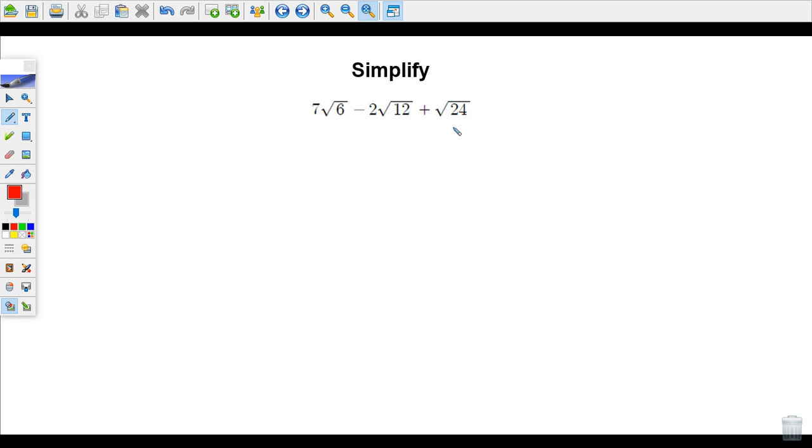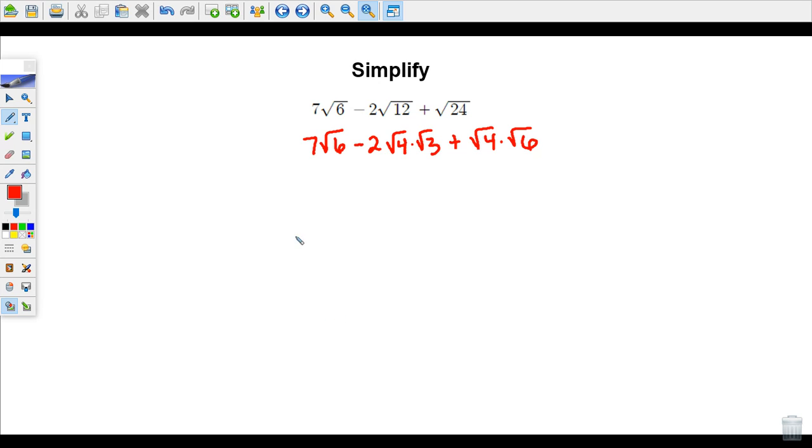So before we do the subtraction and the addition, we're actually going to simplify, and let's just see what happens. So 7 radical 6 minus 2 radical 12, I'm going to break that up. I know I can divide it by 4, which is a perfect square, so I'm going to break it up into radical 4 times radical 3. Plus radical 24, I'm going to simplify that as well. I can divide that by 4, so I'm going to break radical 24 up into radical 4 times radical 6.